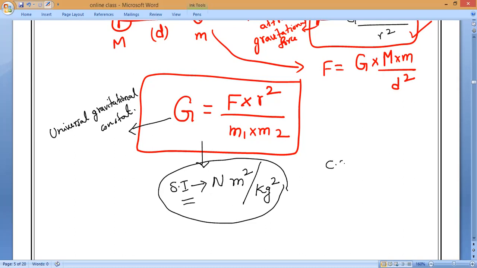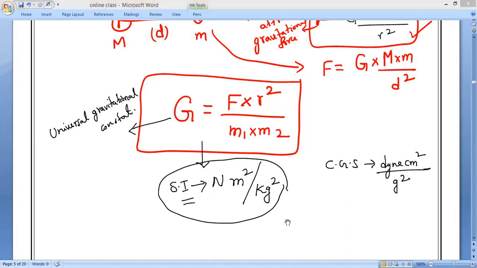Universal gravitational constant, capital G, is force into distance square divided by the product of two masses. So the SI unit is this one. What is the CGS unit we studied? The CGS unit of force is dyne, the distance is centimeter, so square centimeter, divided by mass in grams, so gram into gram gives gram square. So the CGS unit is dyne square centimeter per gram square.